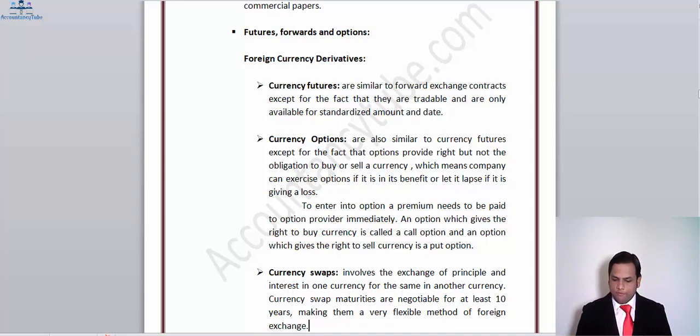Just like currency futures, except for the fact they provide the right but not the obligation to buy or sell a currency, which means the company can exercise the option if it is to its benefit and let it lapse if giving a loss. To enter into an option contract, a premium needs to be paid, and that's how the option provider earns its benefit. An option which gives the right to buy currency is called a call option, and the option which gives the right to sell currency is a put option.